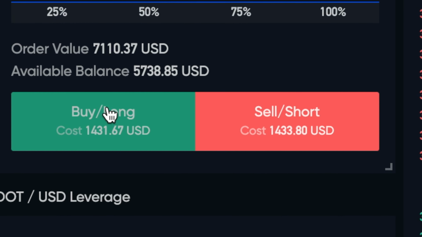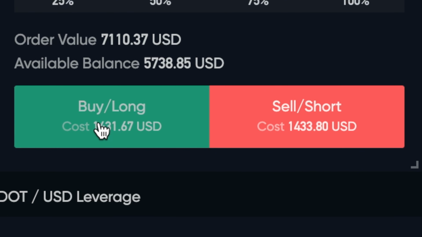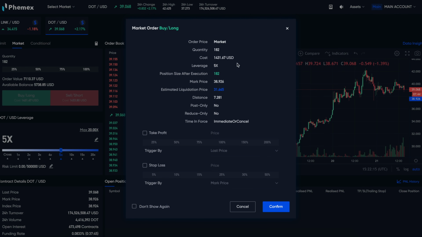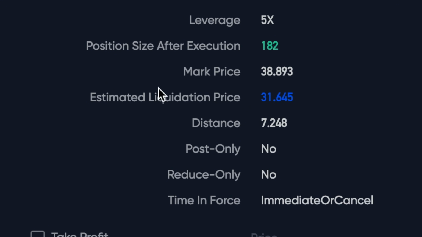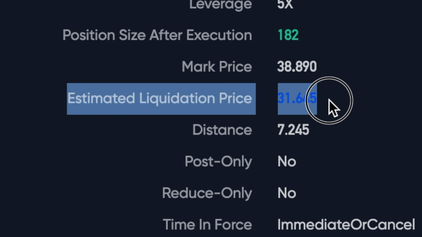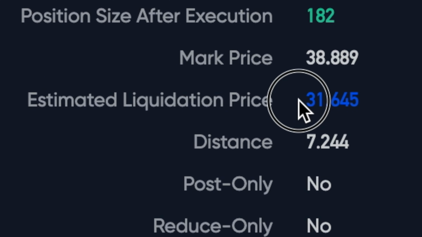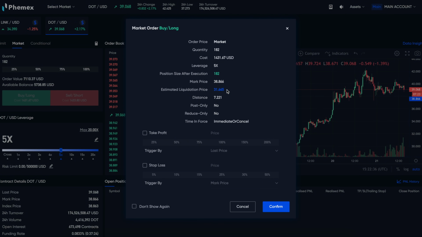Because we're doing a market order, we enter the buy or the long instantly. You'll click on this and make sure that all this information is correct. You can see we're doing 182 contracts. The cost is $1,431 at 5x. Here's your position size. Here's the price we'll buy in at. And this is what you really want to pay attention to. This is your estimated liquidation price. So this is $31.64. And that is the lowest price that, in this case, Polkadot could go to before you would lose all of your funds.